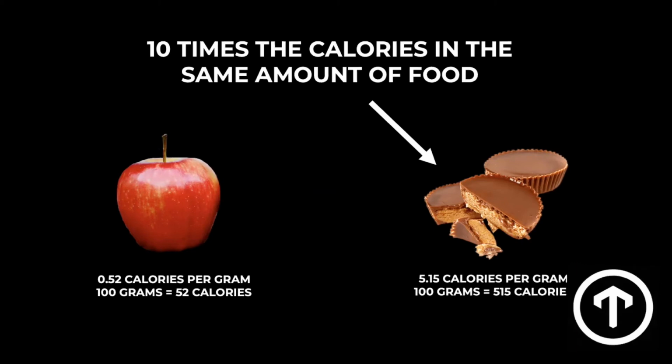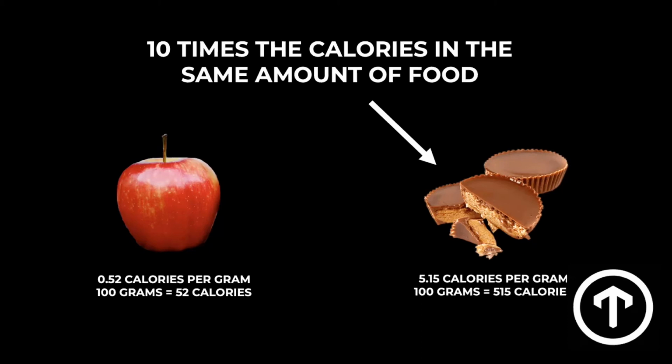So when your goal is fat loss, it can be useful to focus on eating foods that provide a lot of food in terms of quantity for very few calories, because this is going to leave you feeling more satisfied for longer as the volume of food you've eaten is high, even though the calorie content is low. So in this example, you'd have to eat 1 kilogram of apples, which is about 10 apples, to get the same amount of calories as you would from just 100 grams of Reese's chocolate pieces.